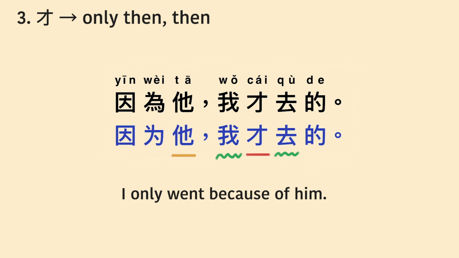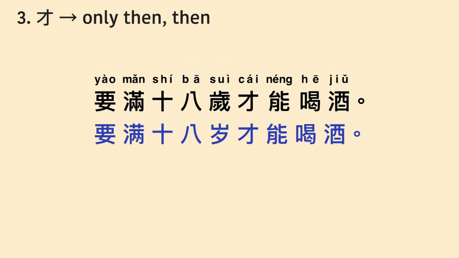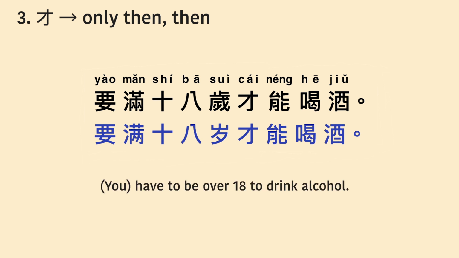Remember, 才 should be added after the subject. 要满18岁才能喝酒 You have to be over 18 to drink alcohol. 满18岁 being over 18 is the only condition to making the next action 喝酒 to drink alcohol happen. 才 used in the middle to connect them.